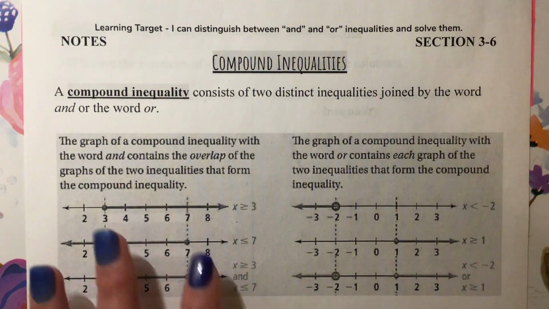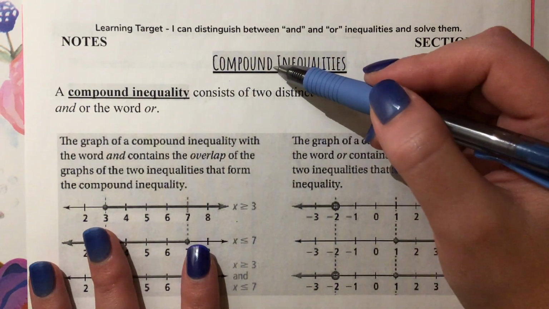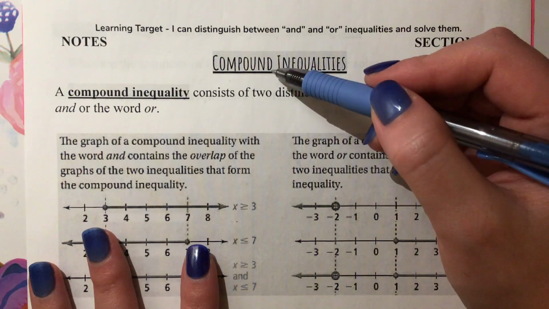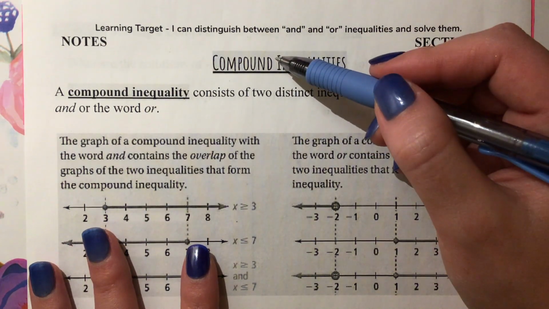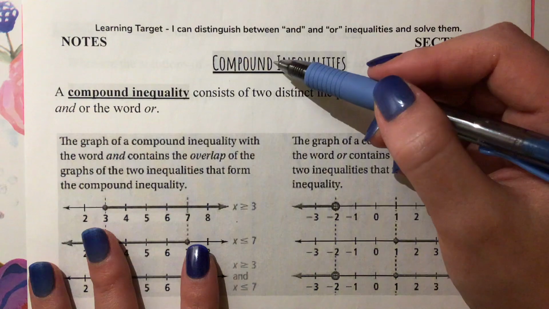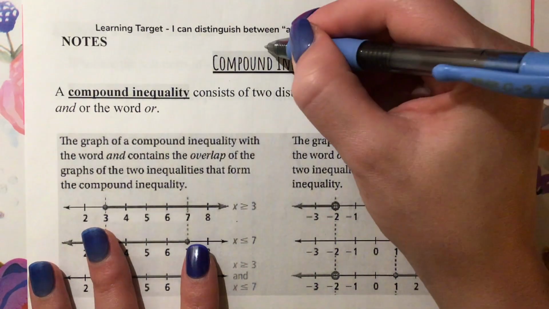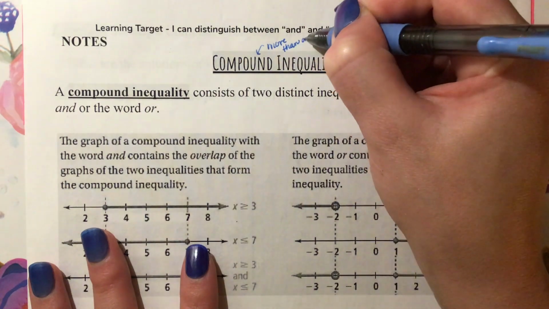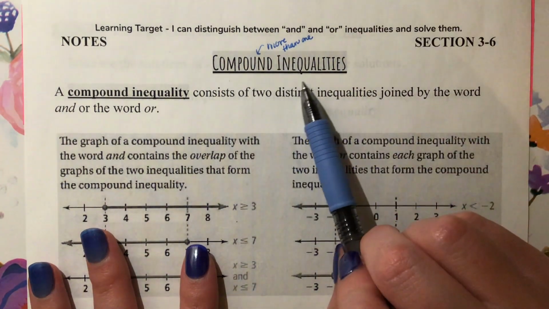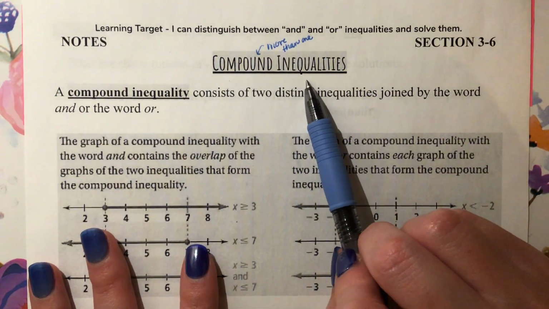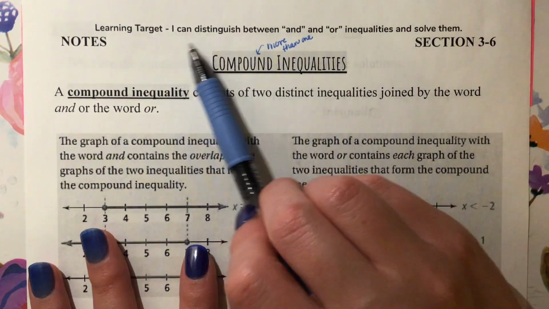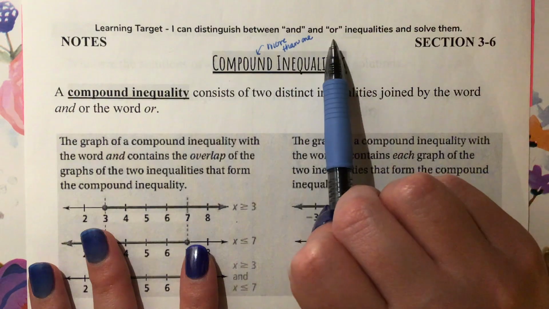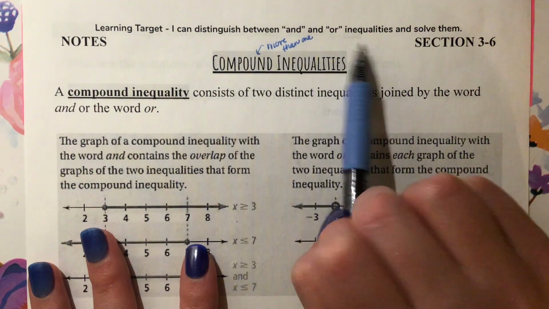Now remember, compound means exactly what you would think. Think like a compound fracture or a compound bow or a compound leaf. Compound means more than one. So here we're going to be having more than one inequality in the same problem. So what I'd like for you to be able to do by the end of these notes is to distinguish between and or inequalities and to be able to solve them.